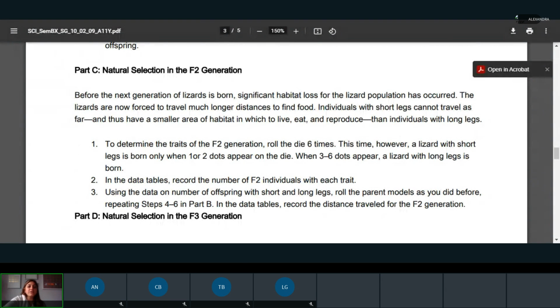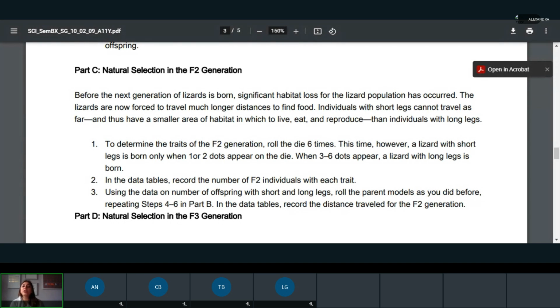So for the F2 generation, you're going to roll the die 6 times. However, this time, only 1 or 2 is going to be short legs and 3 to 6 is going to be long legs. So if you roll a 1 or 2, that is short legs. And if you roll anything between a 3 and a 6, that is now going to be considered long legs.